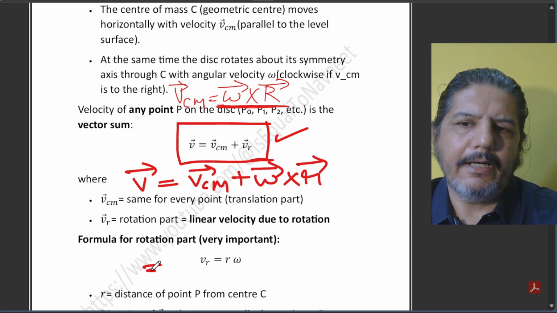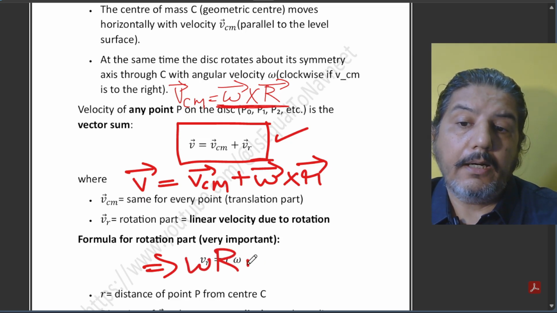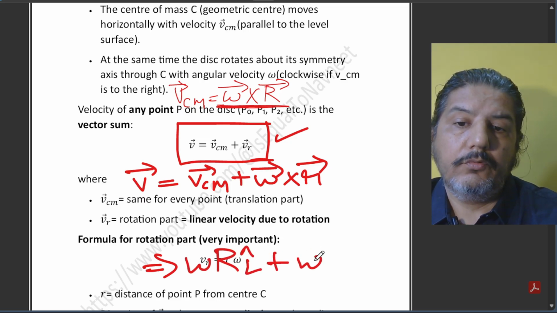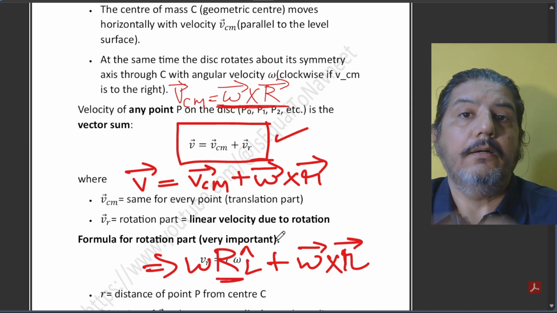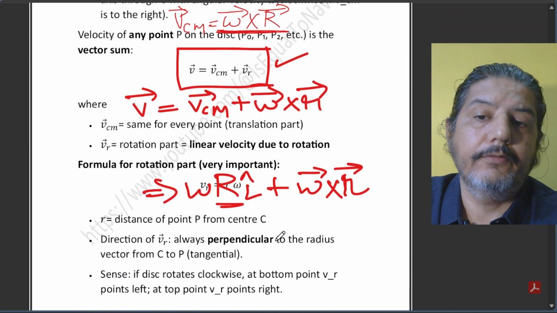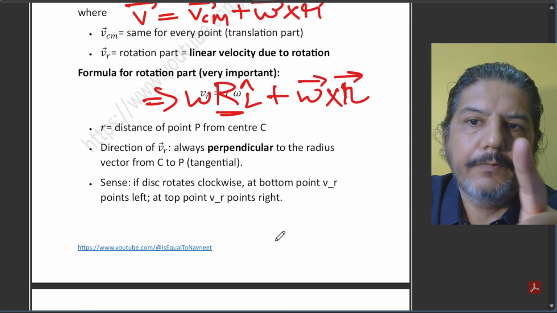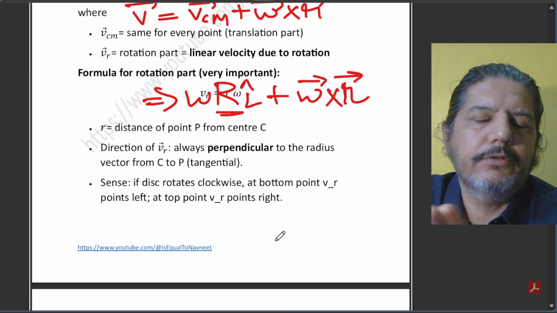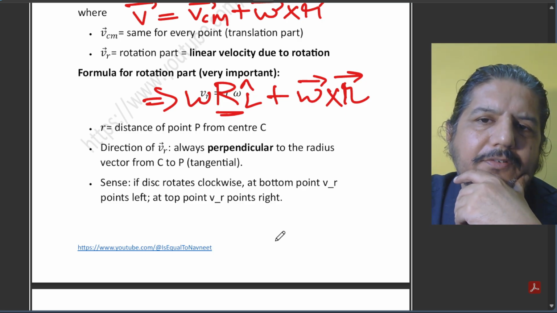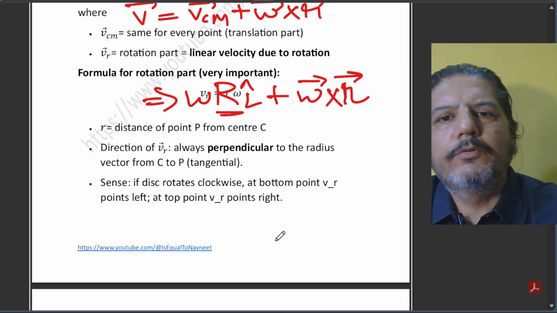You can write this as omega R i plus omega cross r, where the capital R... you have to understand the difference between these two r's. The capital R is the radius of the wheel. So omega R i, because it remains constant, it will always be the same. But the small r is the position vector of the wheel.